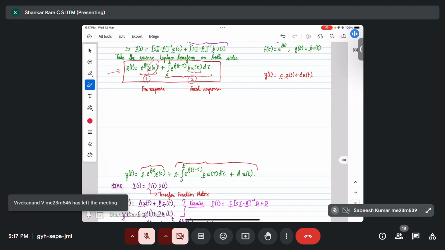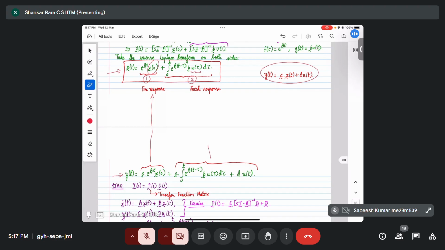So by using the output equation, if we calculate y of t, the first term once again, C e power At x0, is the free response. Whatever is having the input, that is the forced response. Okay, so we can immediately observe that even the state equation, when it's solved, gives us the free response and the forced response.